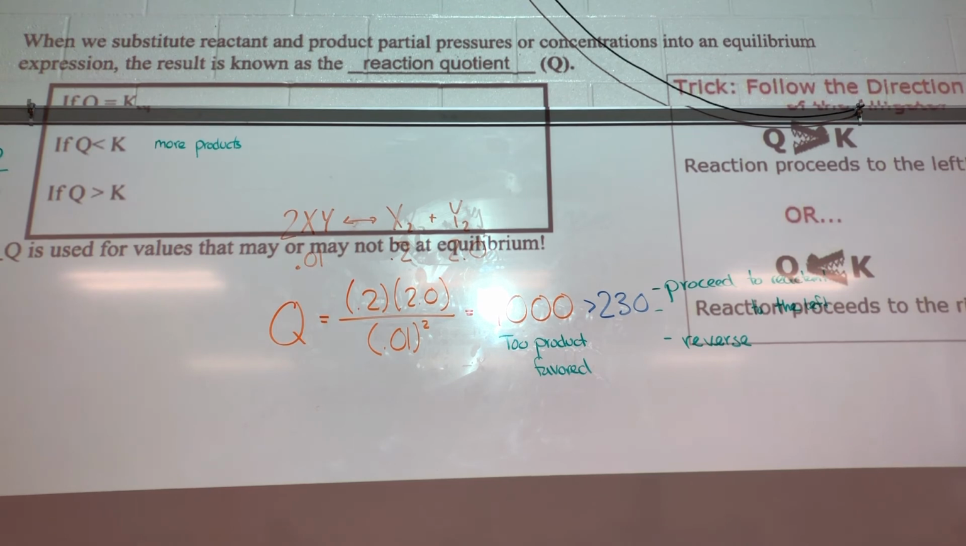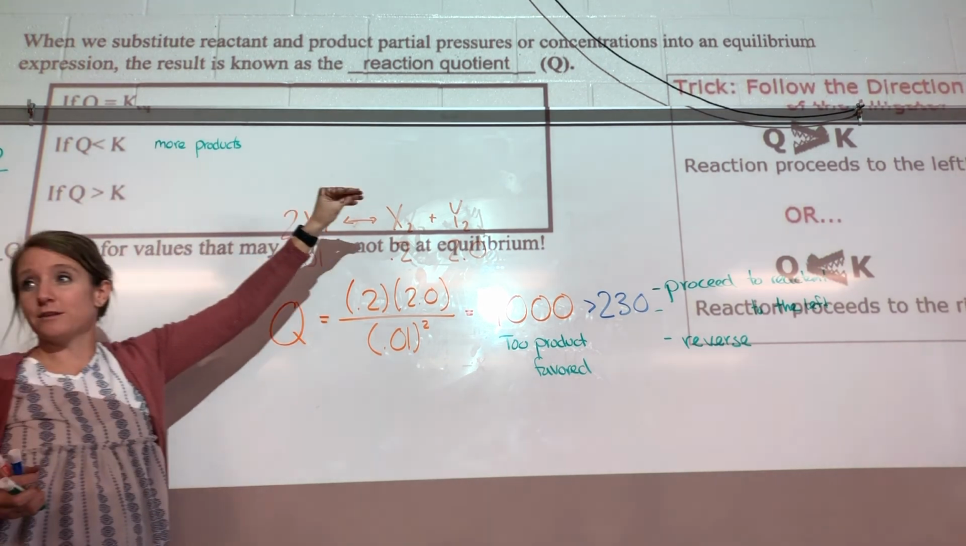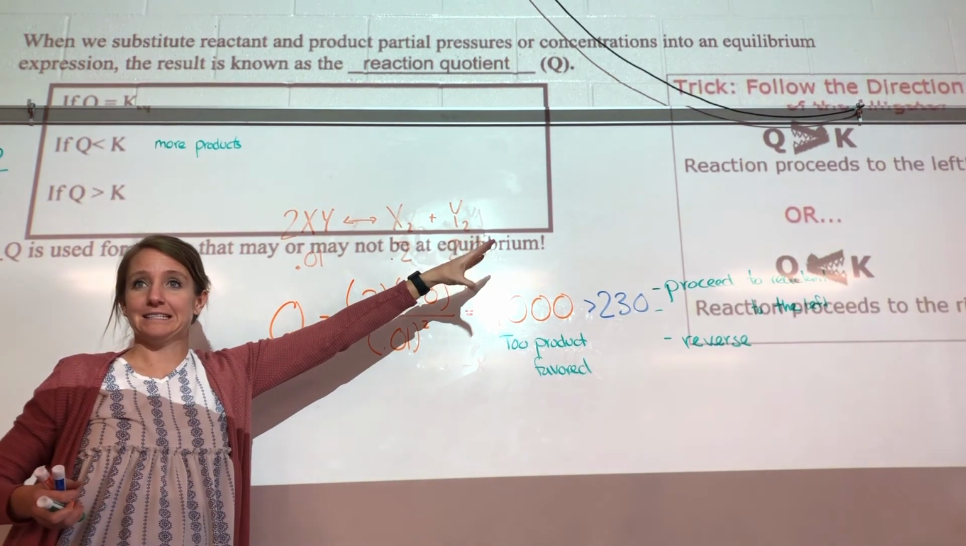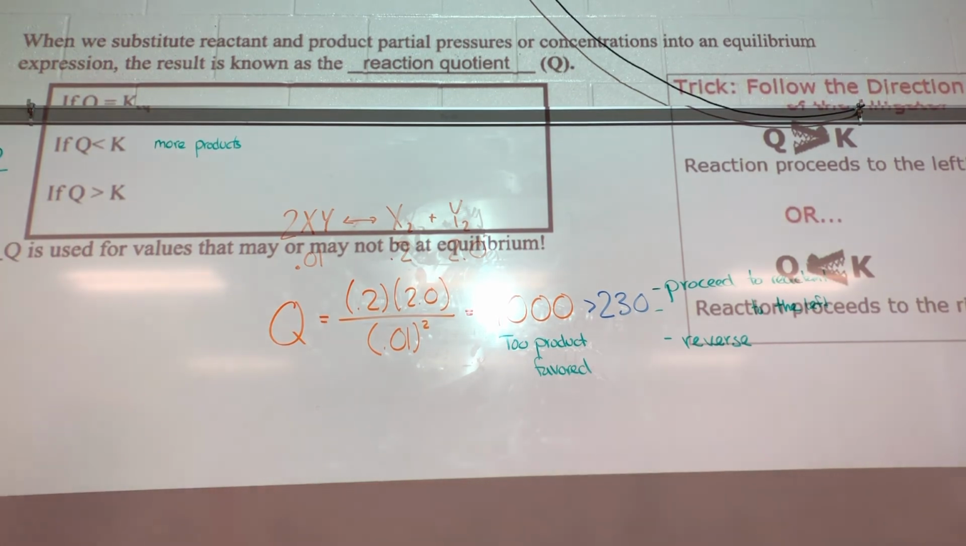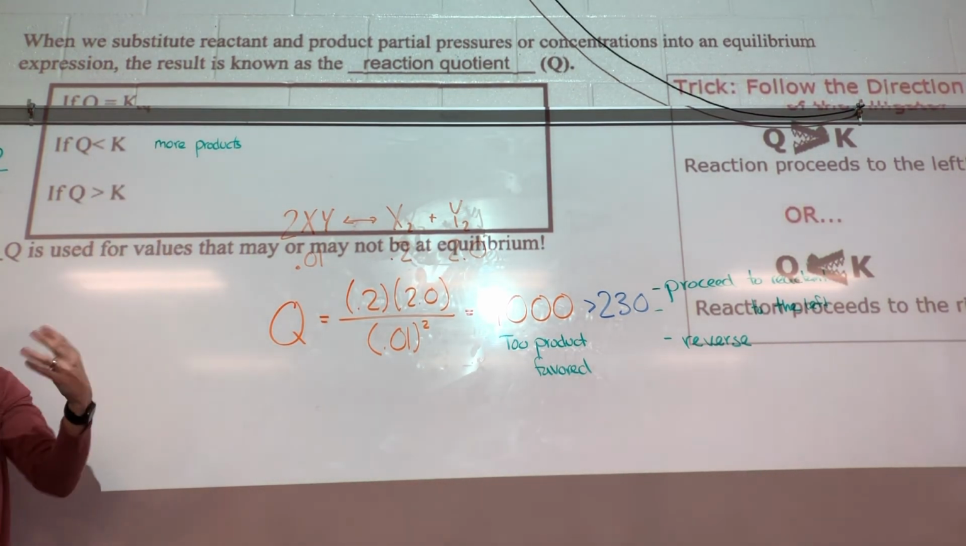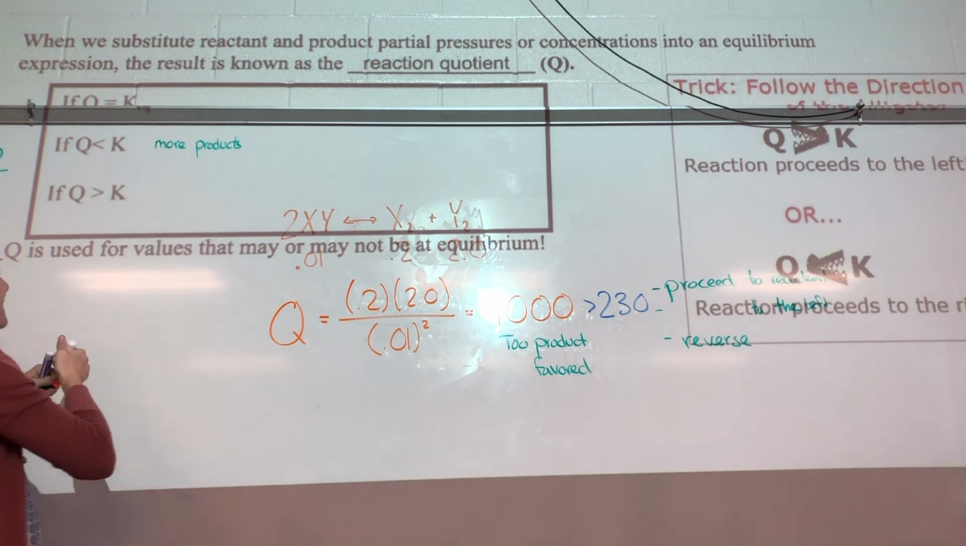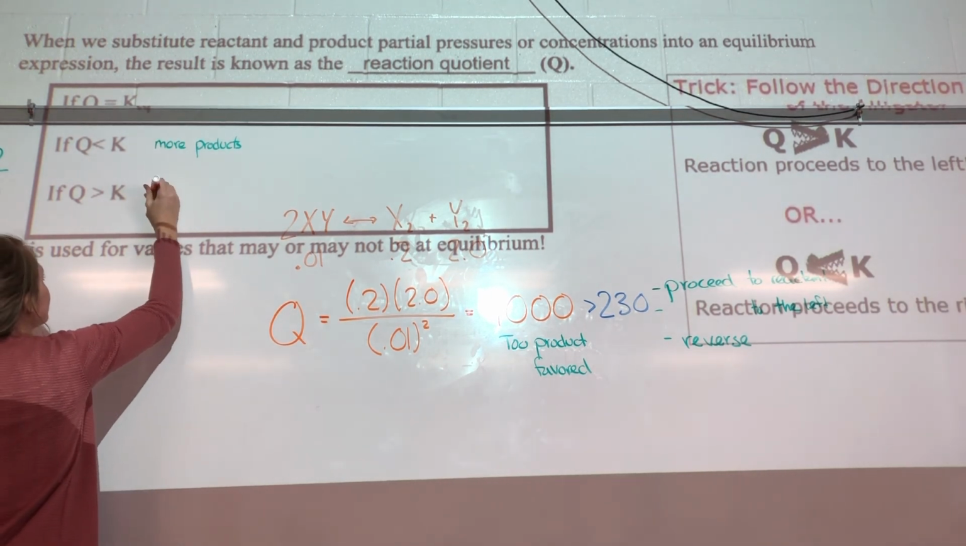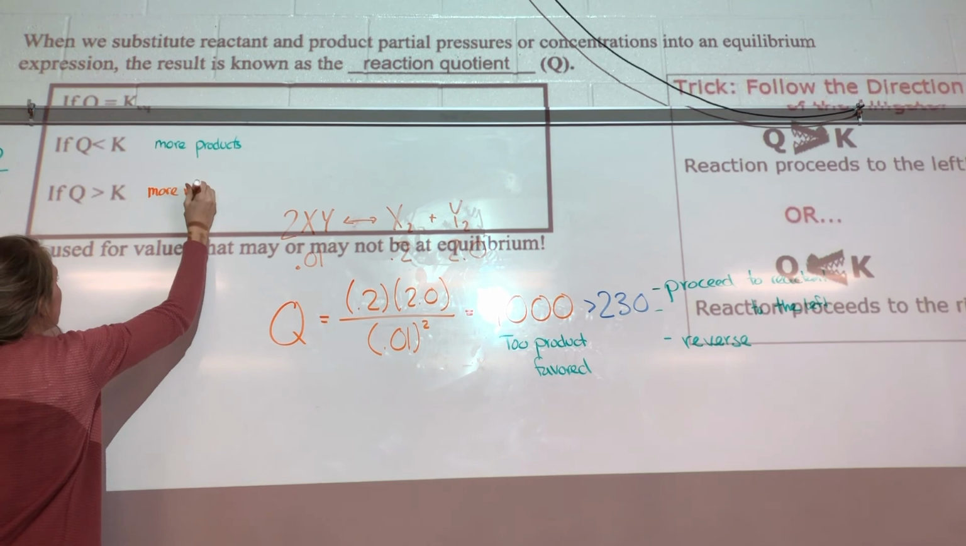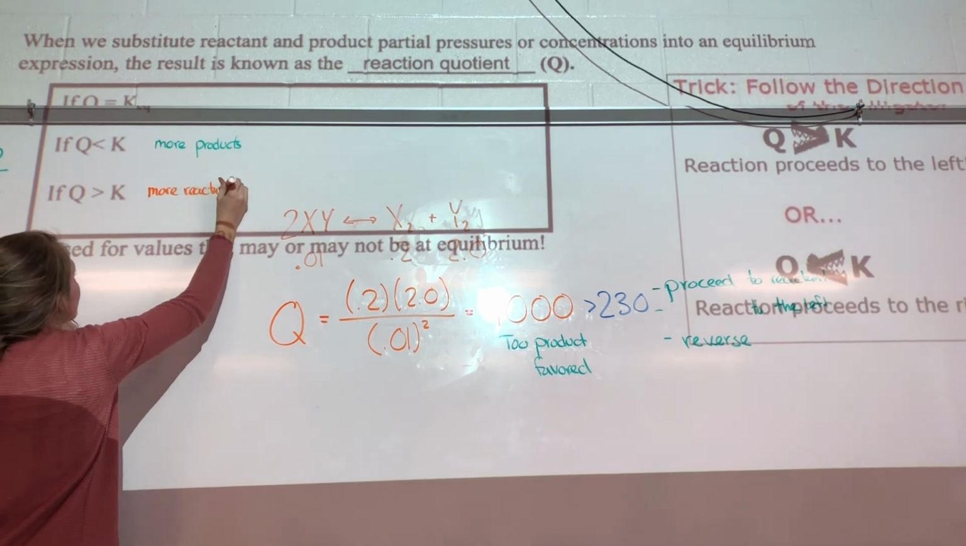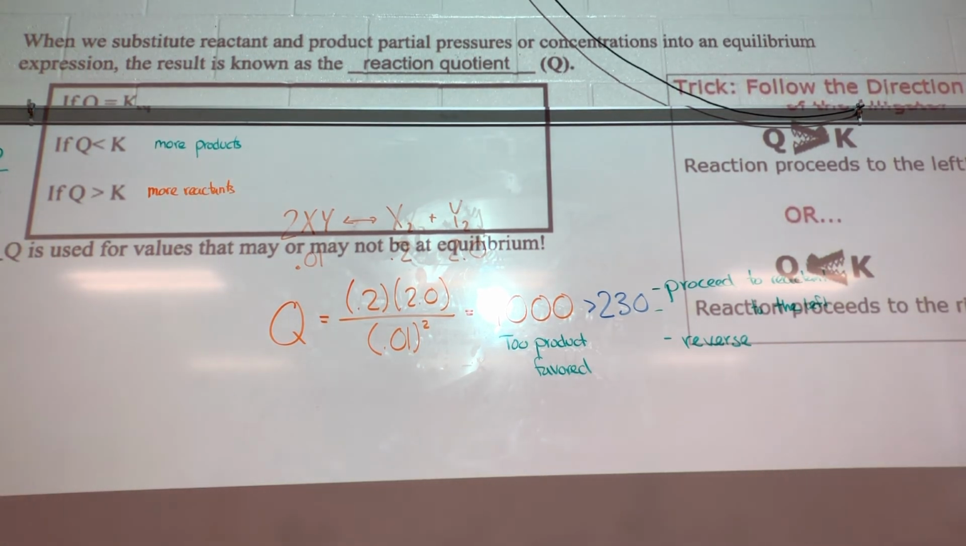It's a silly thing, but if it helps you, the little greater than or less than sign, think of it like a little crocodile, and it's going to go in the direction it needs to eat. Okay? And then vice versa, if Q is too big, well then you've got to make it smaller, so the only way to make it smaller would be more reactants. Questions on that?